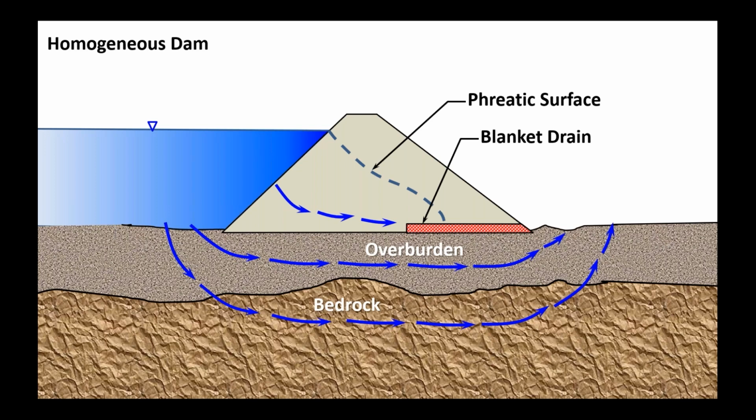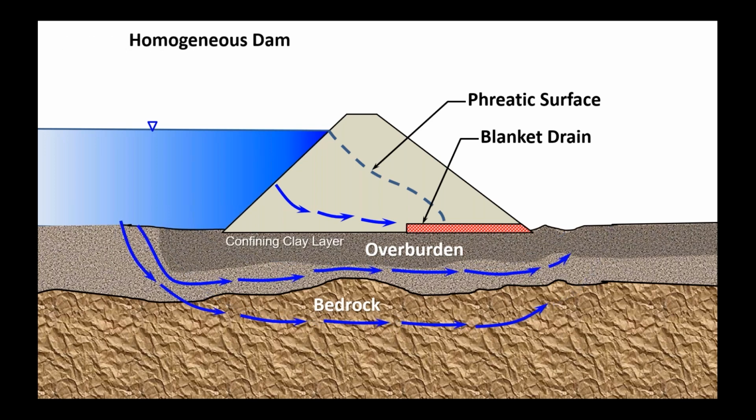That also reduces the phreatic surface and will dry the downstream slope. So it pulls that phreatic surface down. The hydraulic gradient is going from the reservoir through the embankment into the blanket drain. But you still can have seepage through the overburden and through the bedrock, but this is an improvement.